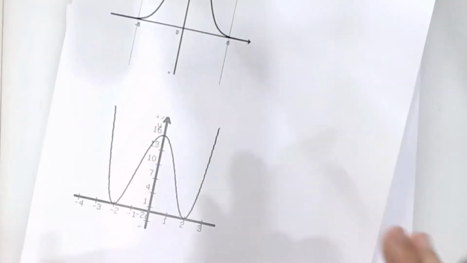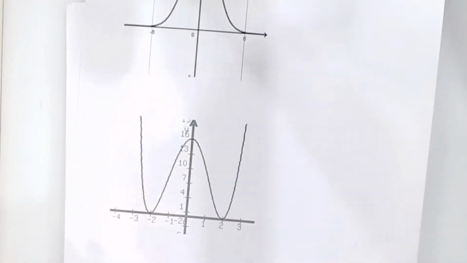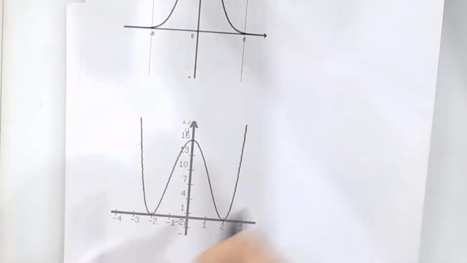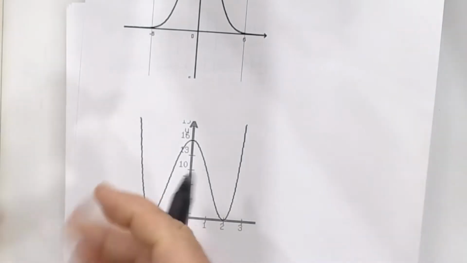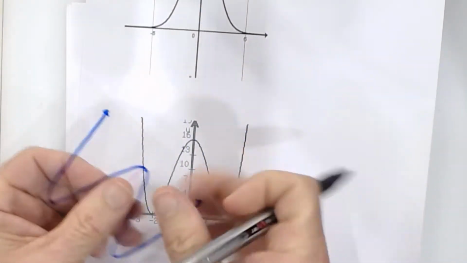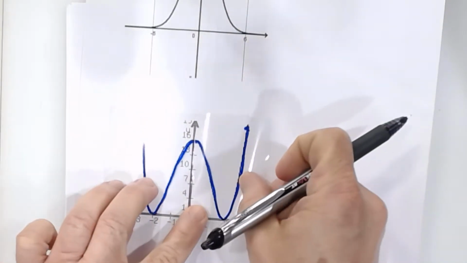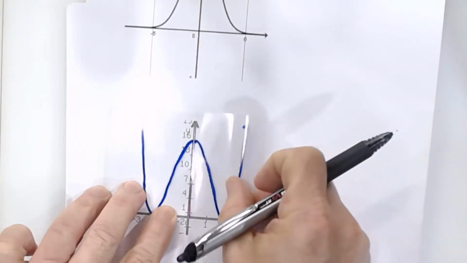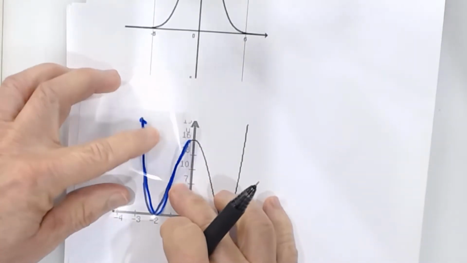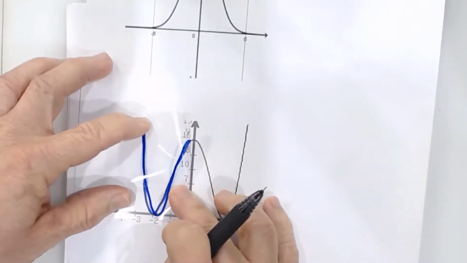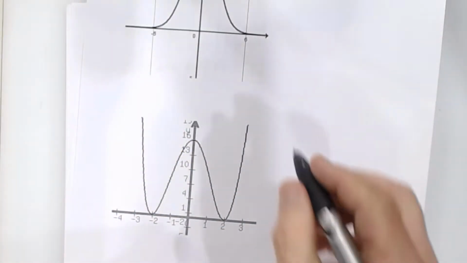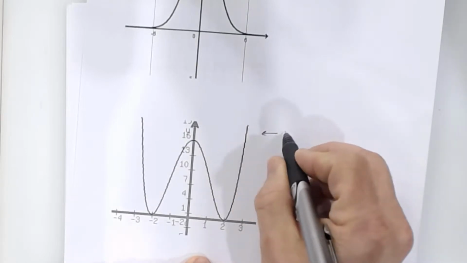So this graph is also symmetric about the y-axis, because if I take this piece here, right here, and fold it along the y-axis, you'll notice it overlaps the other side. Okay? So this graph is symmetric about the y-axis.